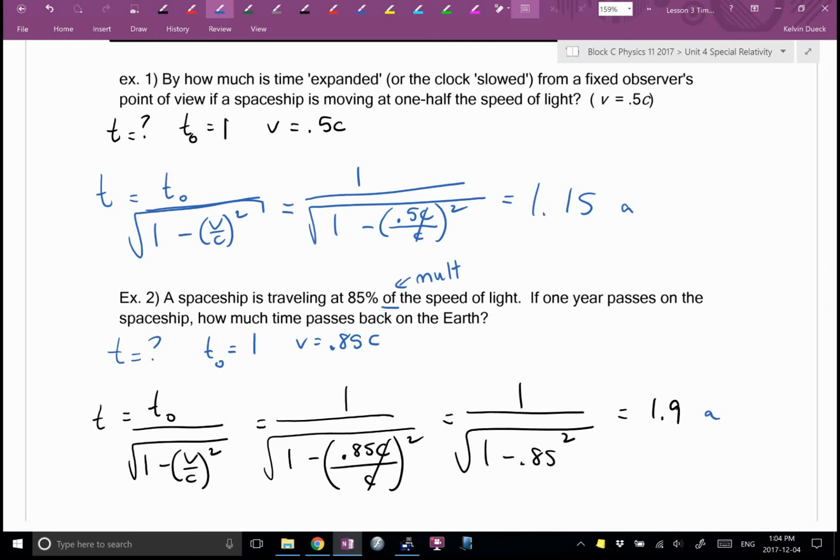This, Cole, is the time dilation effect. But you'll notice, by the way, at half the speed of light, it's there, but it's not big. Although at 85% of the speed of light, it's almost 2 to 1. Next page.